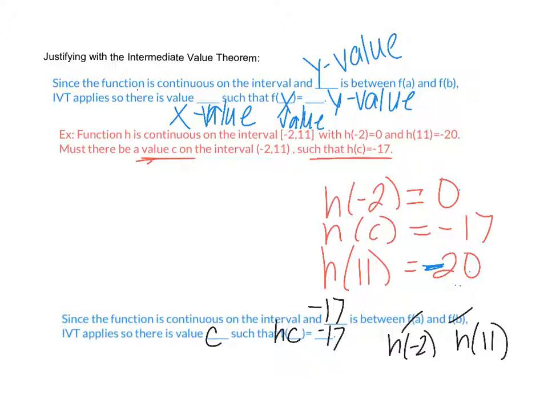Okay, so that's how I want you to justify the intermediate value theorem every time. Say it's continuous on the interval. Say that the y value is between the two y values given. So IVT applies, so there must be an x value, c, or some letter, such that h of c is equal to -17. Okay, let's try another theorem.